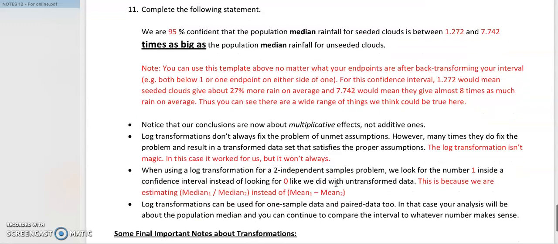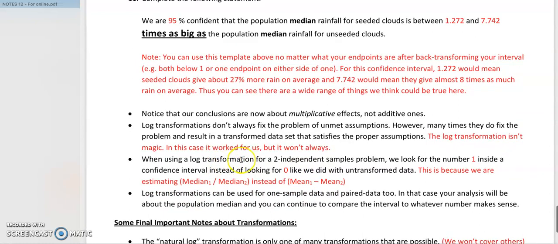We also saw that if we're doing a log transformation for a two independent samples problem, we're going to check our interval to see if the number 1 is inside of it. That's different from before when we checked to see if we had only negative numbers or only positive numbers. And again, that's because we're estimating this ratio instead of this difference.